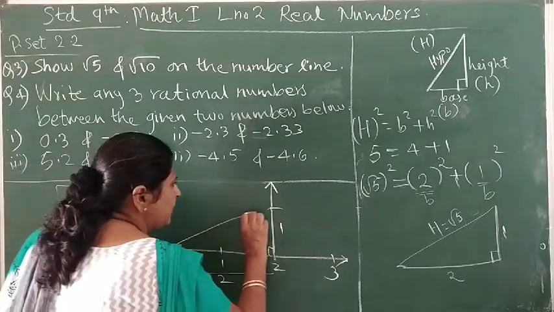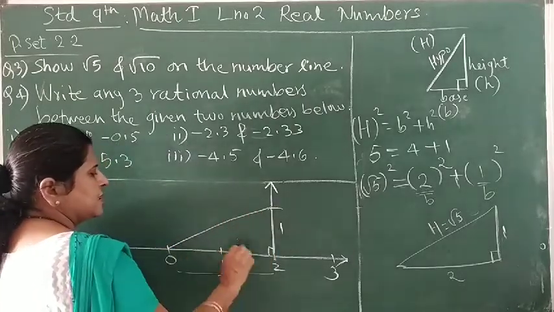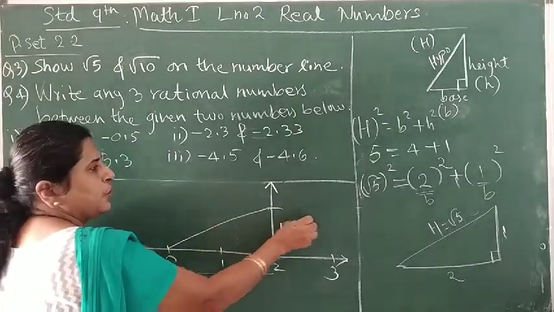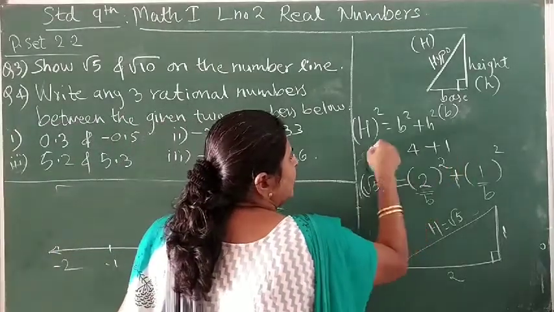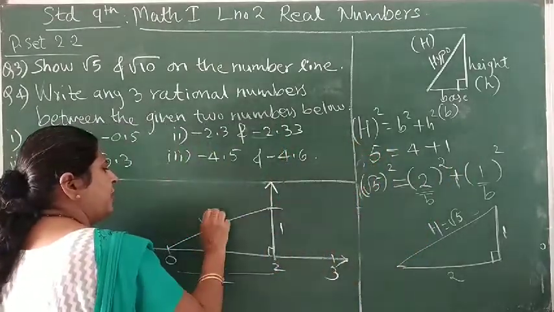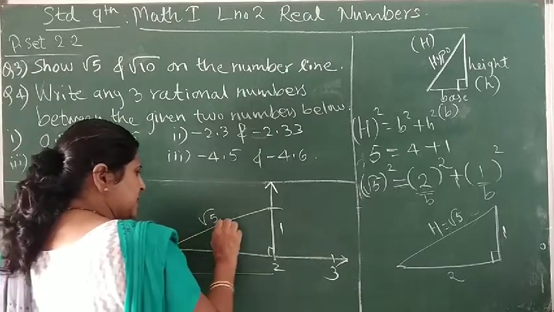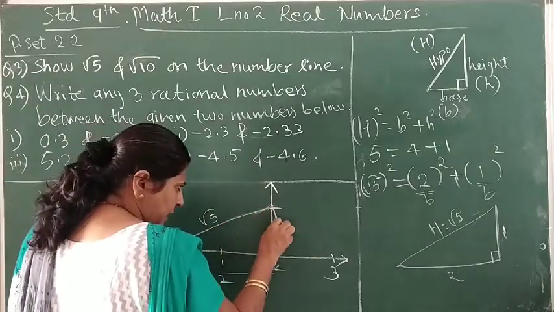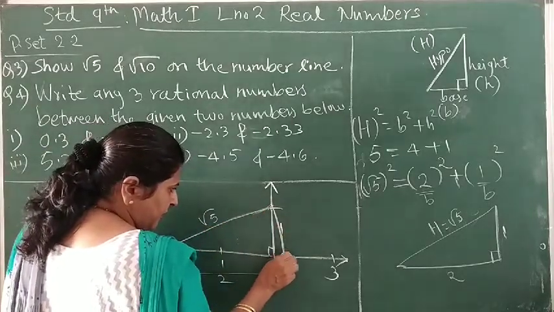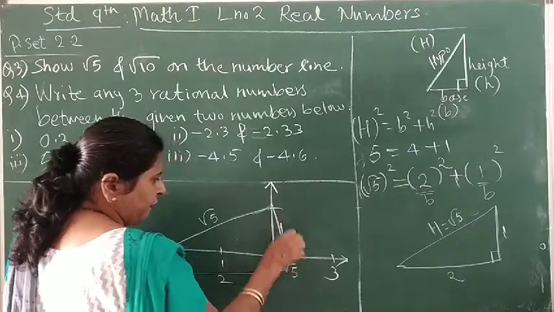And now when you join these 2 points, this distance is going to be 2 square plus 1 square. That is 4 plus 1. That is 5, and square root of 5. Now take this much distance in your compass and then have an arc. Wherever it will intersect, that is going to be square root of 5.